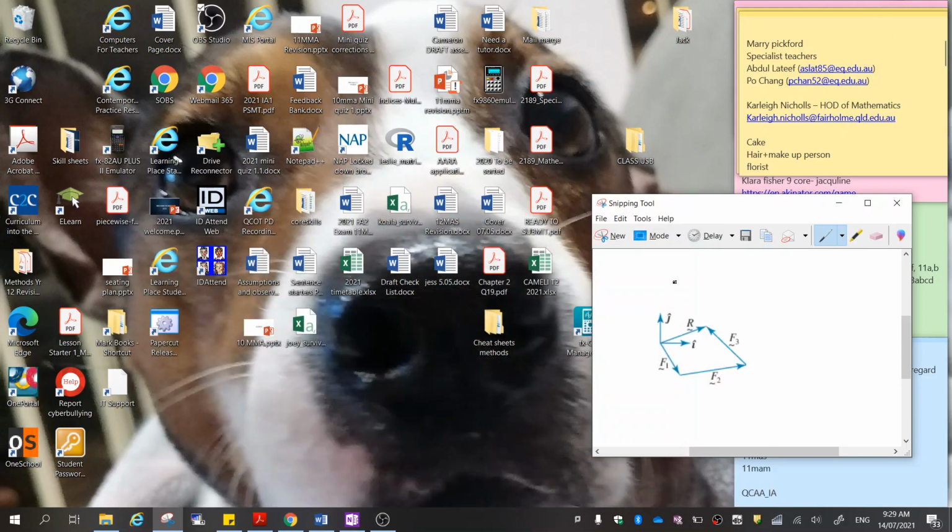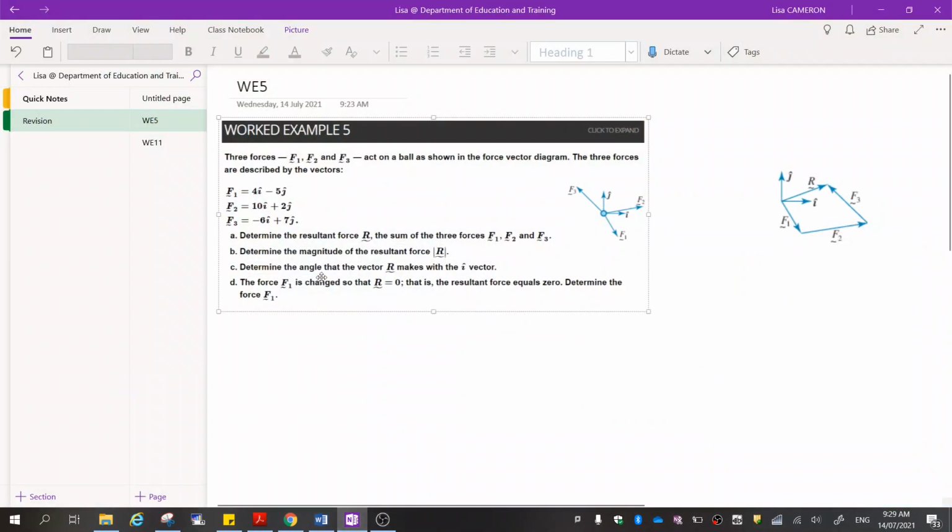So today we're going to be looking at forces. Okay, so we've got three forces, F1, F2, F3, that are acting on a ball as shown in the vector force diagram. The three forces are described by these following vectors.